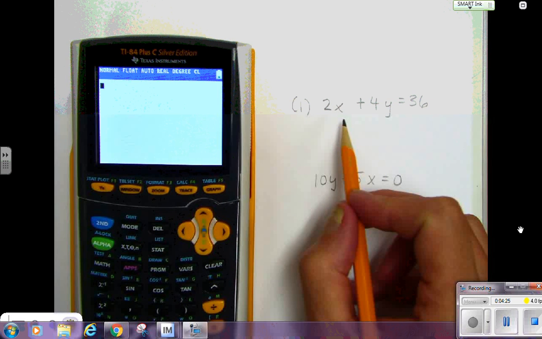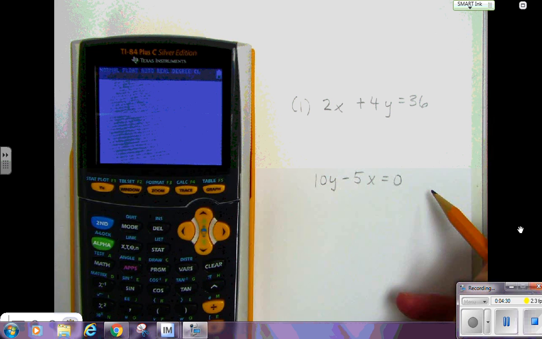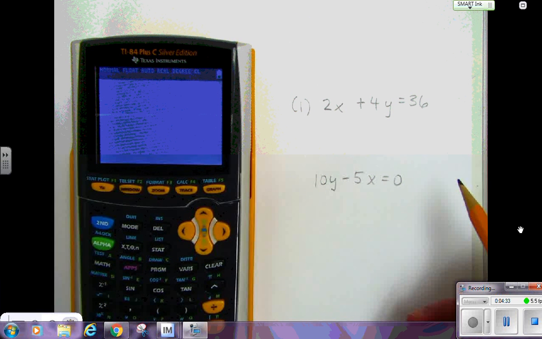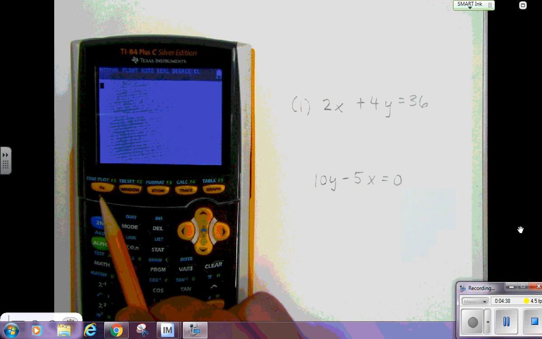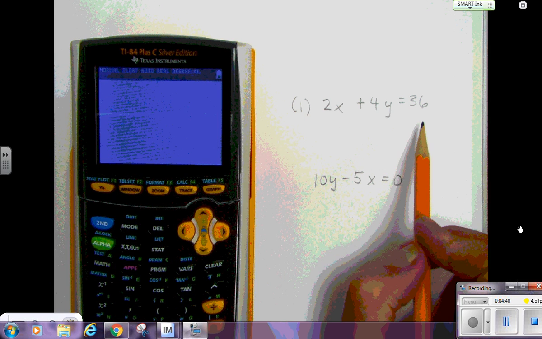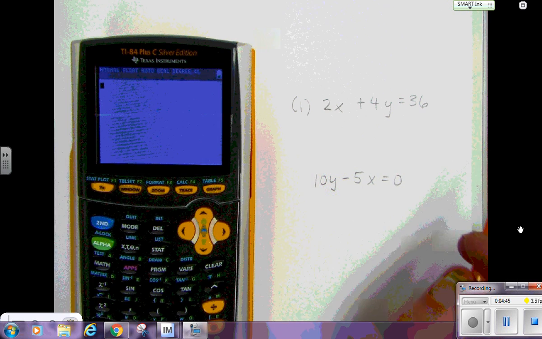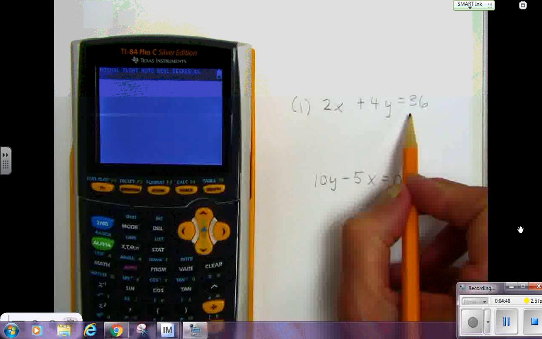Okay, so the first thing I want to do is I want to rewrite both of these equations in slope-intercept form. And that's because my equation screen starts with y equals. So that's how I want my equation to read. So I can just go ahead and type in whatever the rest of the equation is. So first thing, I'm going to subtract 2x.